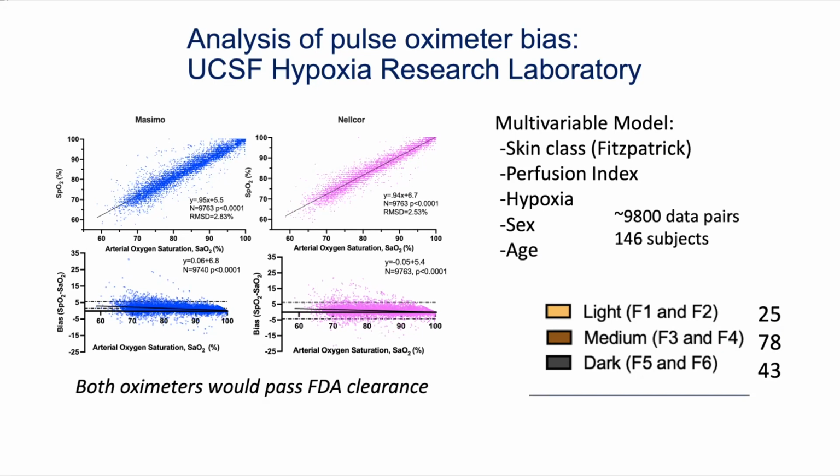From a bird's eye view, the data that we found would be sufficient to say that the FDA would clear these devices. The RMSD errors for both the Nellcor and the Masimo that we studied were less than 3%. All looks pretty good. Look at just the scattergrams on the top of the plots and then the Bland-Altman analysis on the bottom. All looks pretty good. It would pass FDA clearance. No one would raise any questions about this.